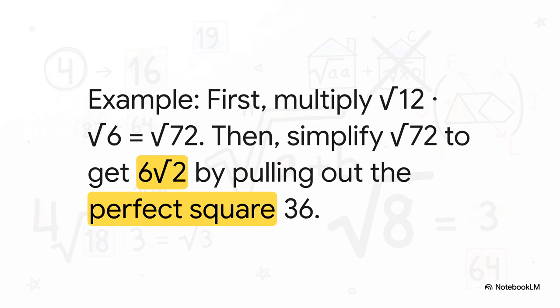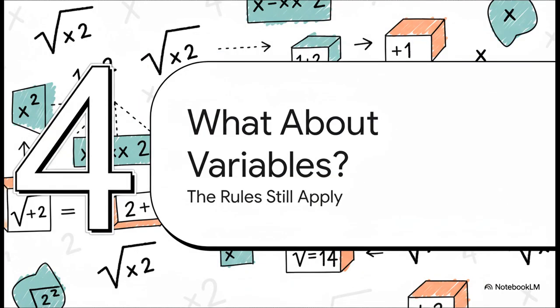We hunt for the biggest perfect square that goes into 72, and that's 36. So we rewrite it as 36 times 2. The square root of 36 is just 6, so it pops out front, leaving the 2 inside. Final answer, 6 root 2. Awesome. We're getting the hang of this.